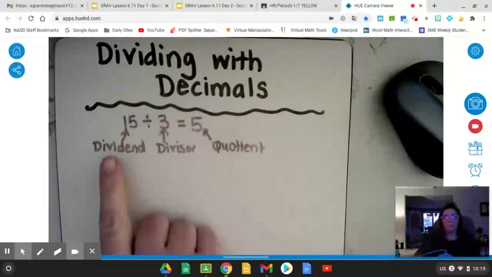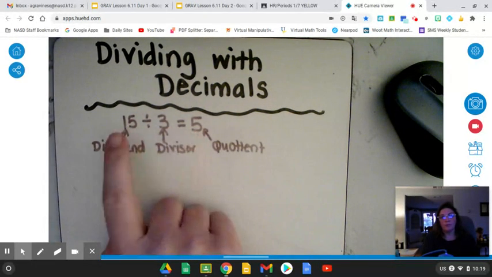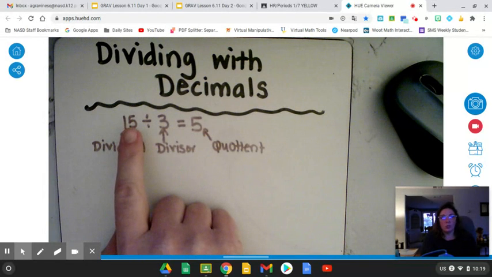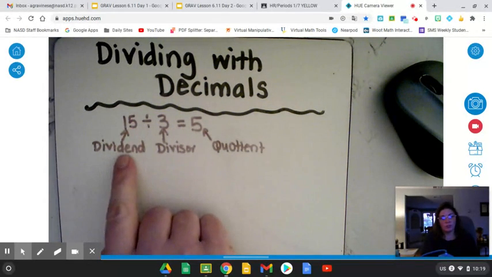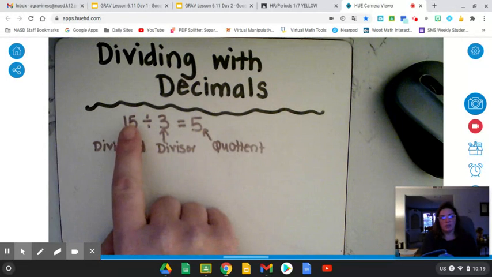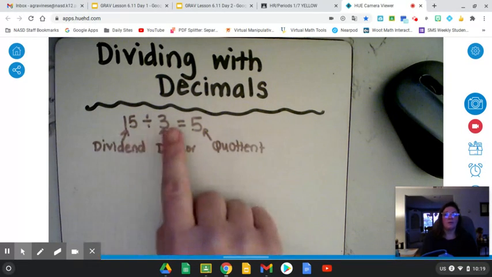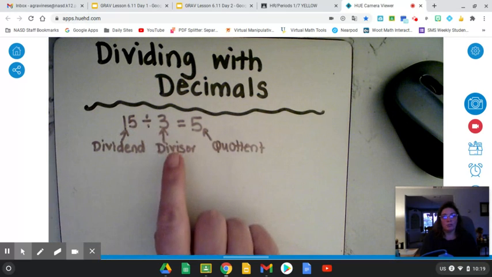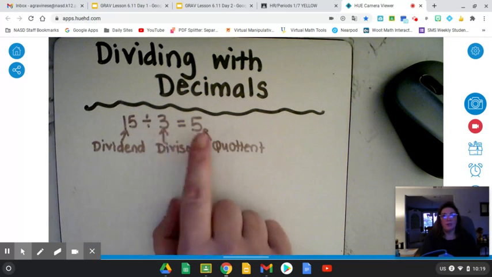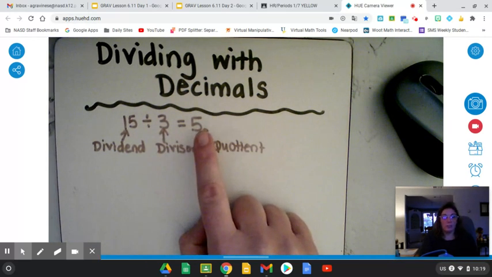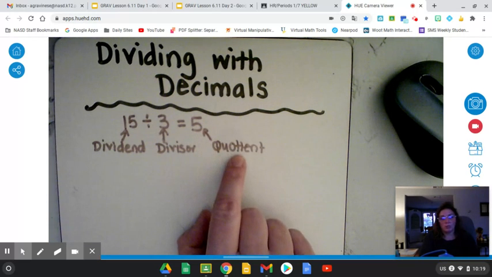Just to review, in a division problem, the number that gives you the total amount is your dividend. That's the number we're breaking up. The number of groups that we split that dividend into is called the divisor. And then how many are in each group? The answer in division is called the quotient.